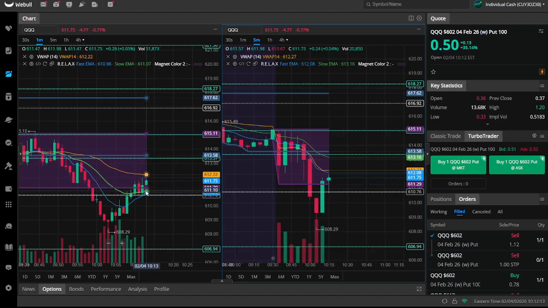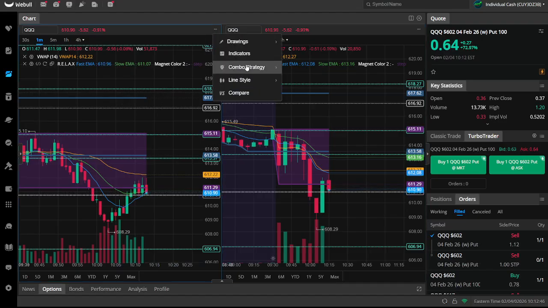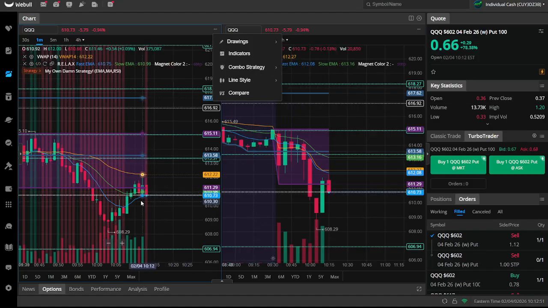I see the 9 and the 20 EMAs are almost crossing over each other on the 1 minute chart, which would indicate an uptrend. I think my combo strategy, the rules I've given it, would not show this is an uptrend yet, but I might as well try to add it to the 1 minute chart. Combo strategy, my own strategy. And you notice it does not.